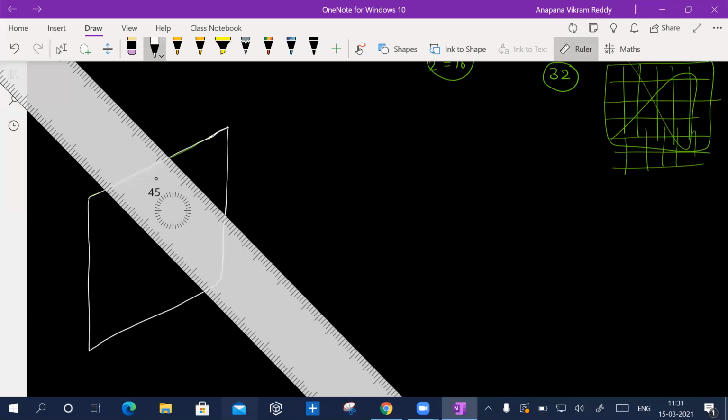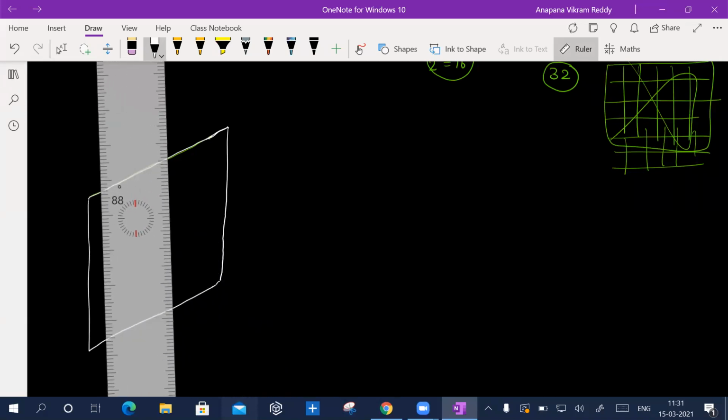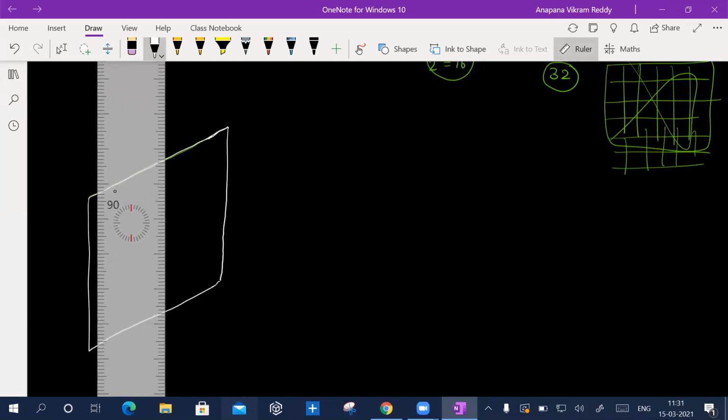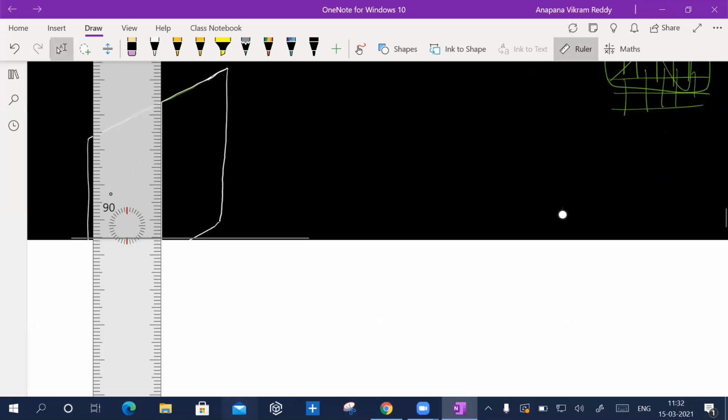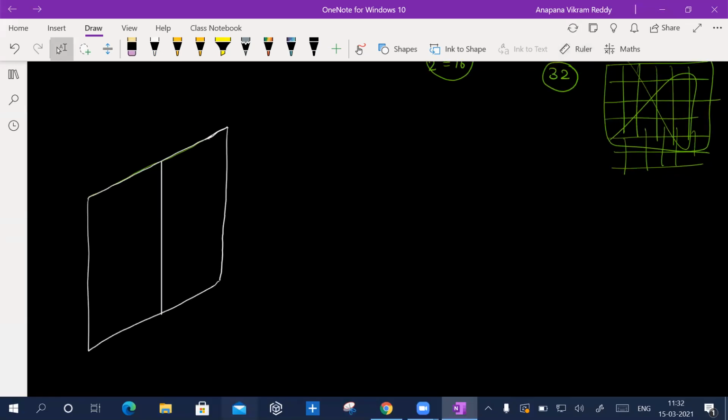Let me use... Sometimes we have to use this also. Okay, this is enough. It's not going. The screen is stuck again. It's not going again. Okay.